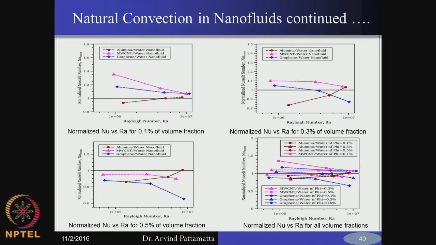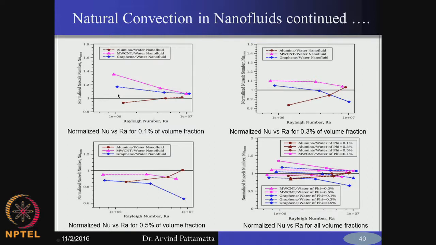In this particular figure, we have 0.1% volume fraction of all nanofluids. We have plotted the Nusselt number of the nanofluid divided by the Nusselt number of the base fluid. Therefore, a value equal to 1 means it is equal to the base fluid value. Alumina shows that for all Rayleigh numbers, it is always less than the base fluid, or at best only equal to the base fluid, whereas when we add carbon nanotube and graphene, they show enhancement of up to 35% or 30% at a Rayleigh number of 10 to the power 6.